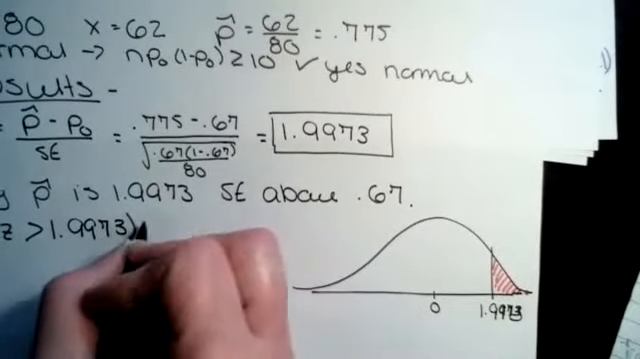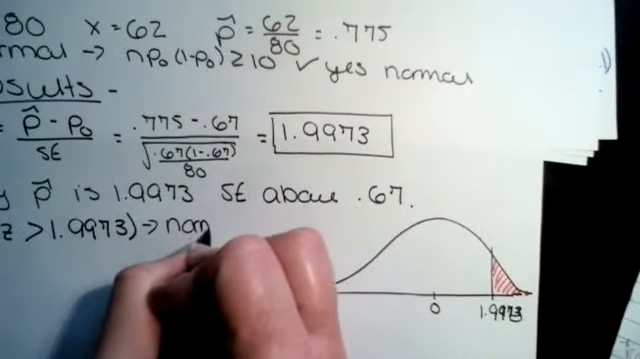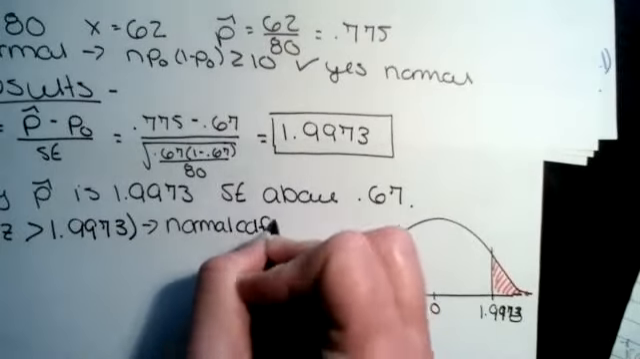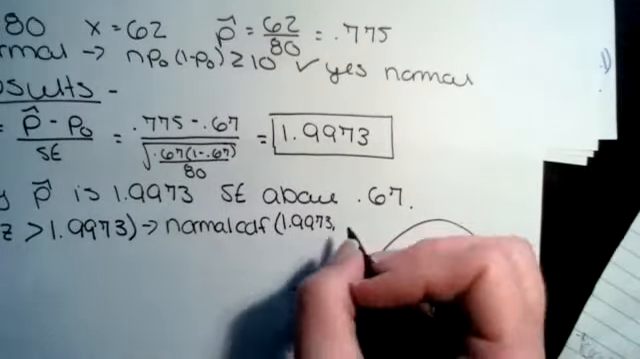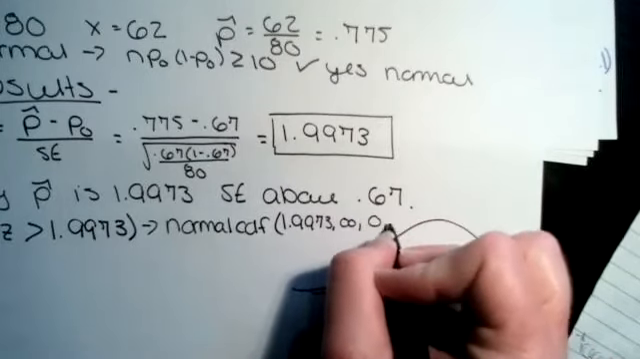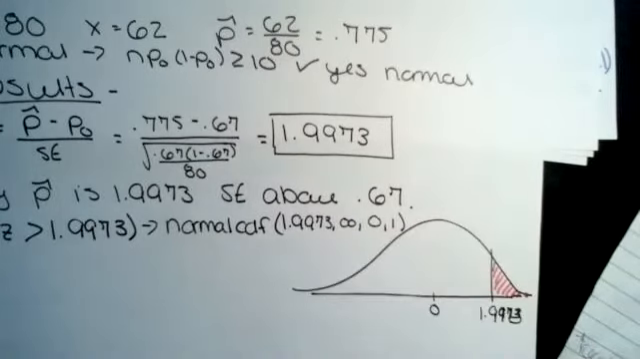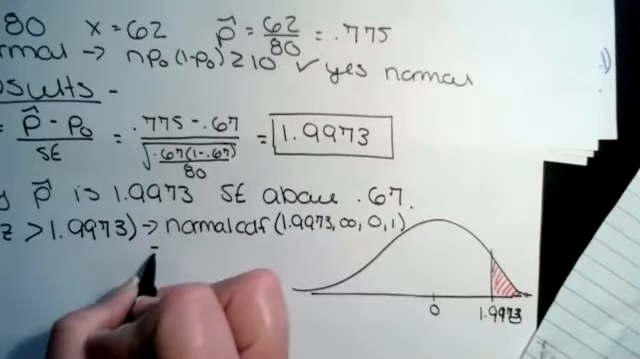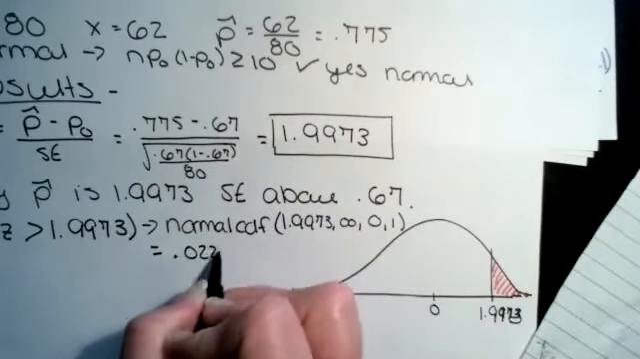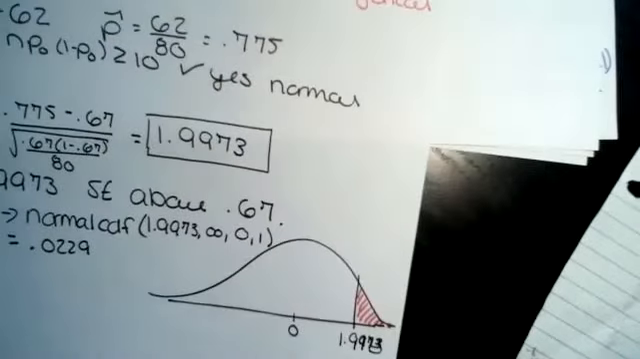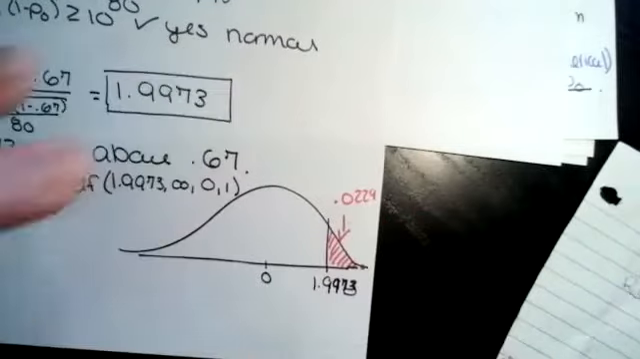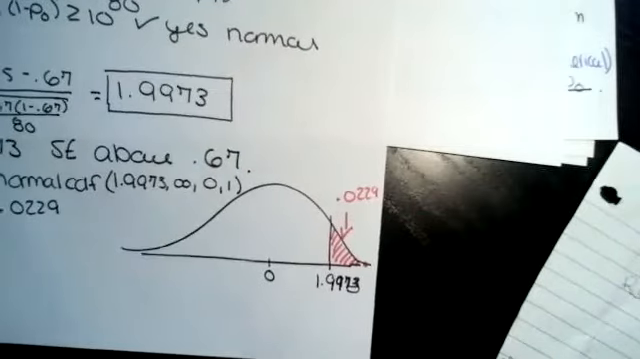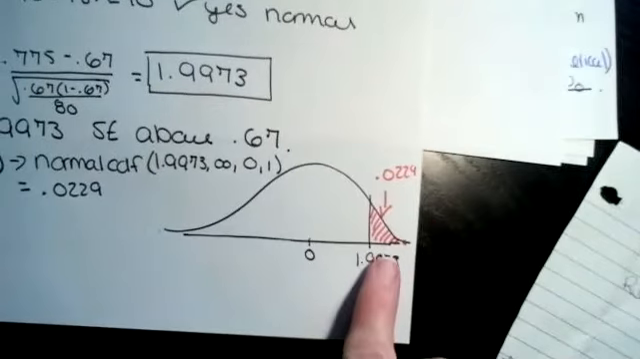So I'm just going to plug that in to my normal CDF. 1.9973, 10,000, infinity, whatever you want to use, 0 and 1. So I find that this probability is equal to 0.0229. So what I'm saying is this area right here in my curve, 0.0229. So I have a 2.29% probability of getting another Z value, another sample that far away from my center.